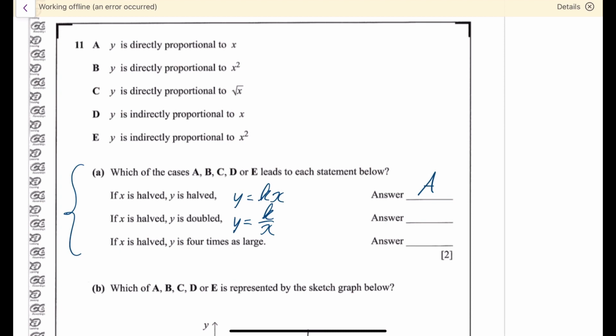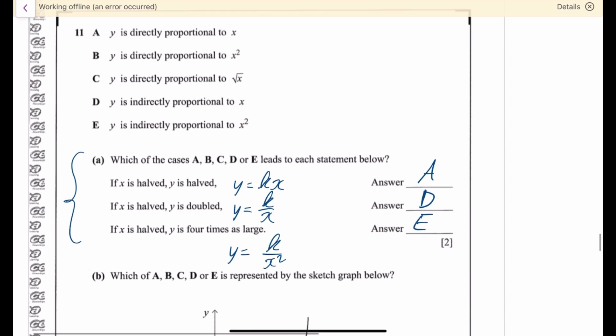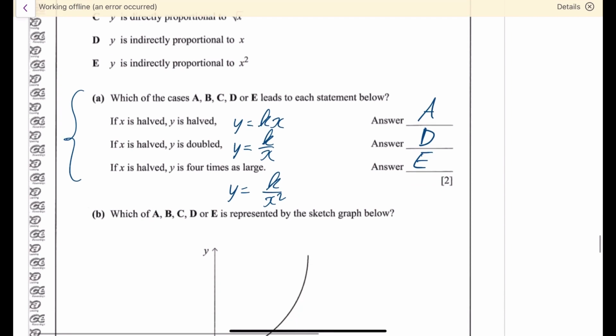Y is indirectly proportional to x. And then the last one, if x is halved, y is 4 times as large. So that would be y is equal to k over x squared. So that's going to be E. And the last one then, you could even do that one by process of elimination, by getting rid of the other ones.